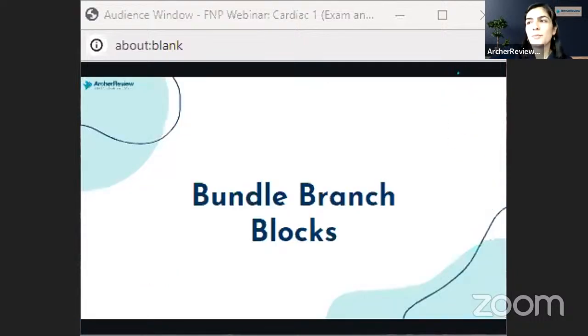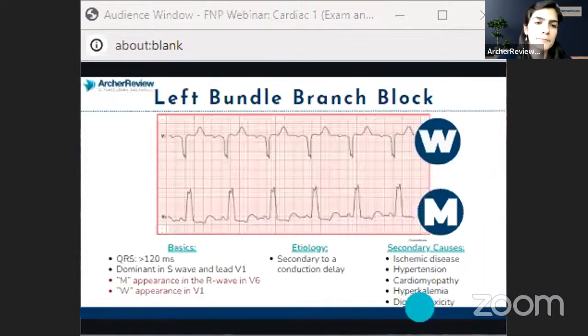So bundle branch block. We're going to talk about a few bundle branch blocks. But basically, a bundle branch block is caused by a block in that impulse to the right or left bundle branches. So remember, the bundle of His breaks off into that right and left bundle and ventricles to help them contract. In a bundle branch block, one of those bundle branches is blocked, so you're going to see a delayed contraction. And so the telltale sign of a bundle branch block is you're going to see two R waves.